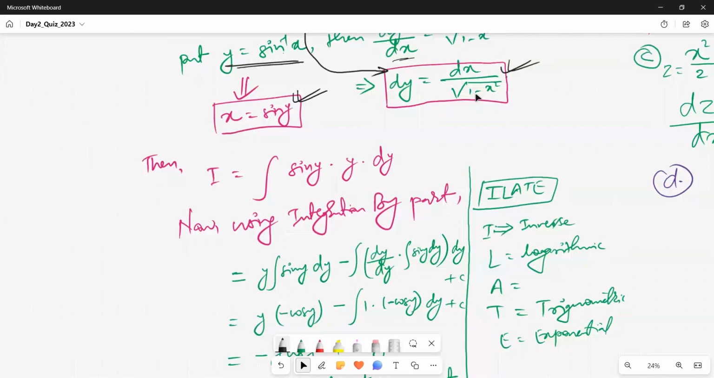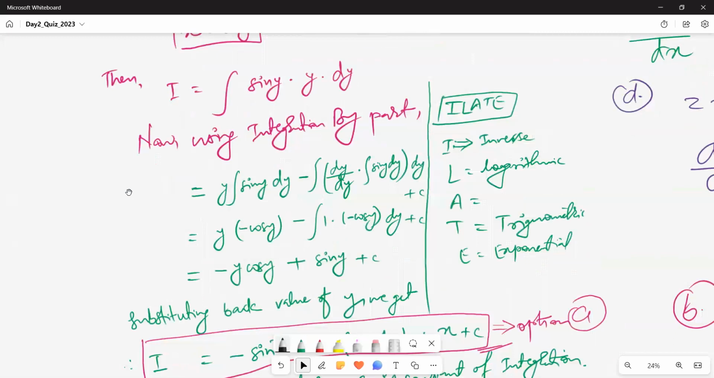So now when you substitute both of these into the original question, I equals the integral of sine y times y dy. Now in this case, what we used to do in our 11th and 12th mathematics course was use integration by parts, right? Let me check what all these things stand for. As far as I remember, I have written these all. So for ILATE, we have ILATE.